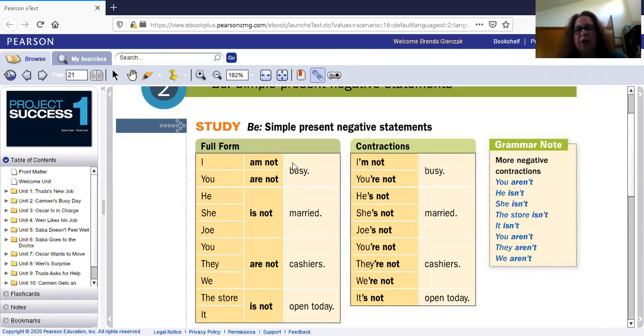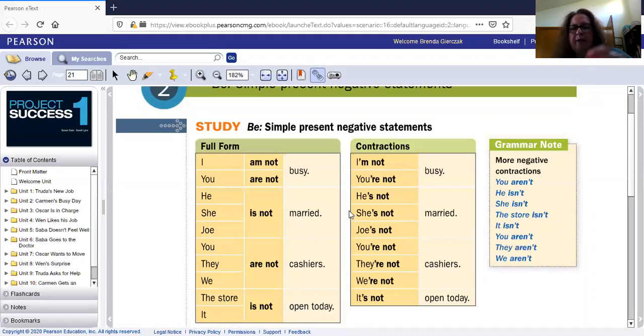So: I am not busy. You are not busy. He is not married. She is not married. Or Joe is not married. You are not cashiers, or you are not married. They are not cashiers. We are not cashiers. The store is not open today. It is not open today.